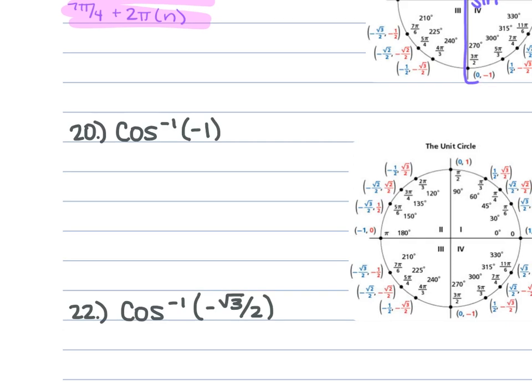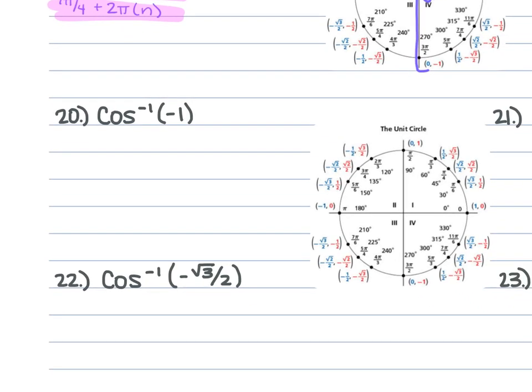For 20, we have cosine to the negative 1 of negative 1, so x is equal to negative 1. So working with cosine, where is your x? Negative 1. It's here at pi and 180 degrees.